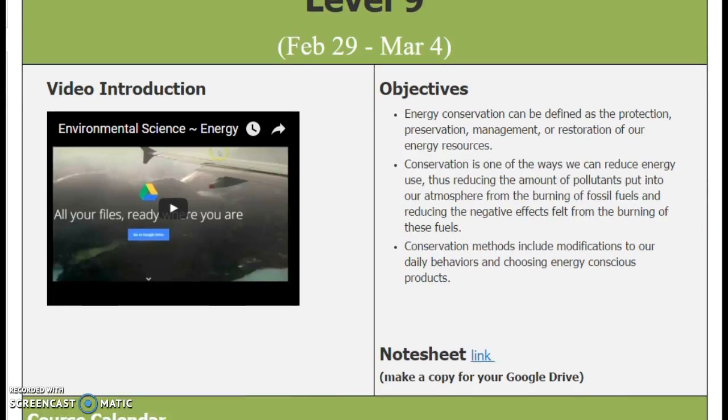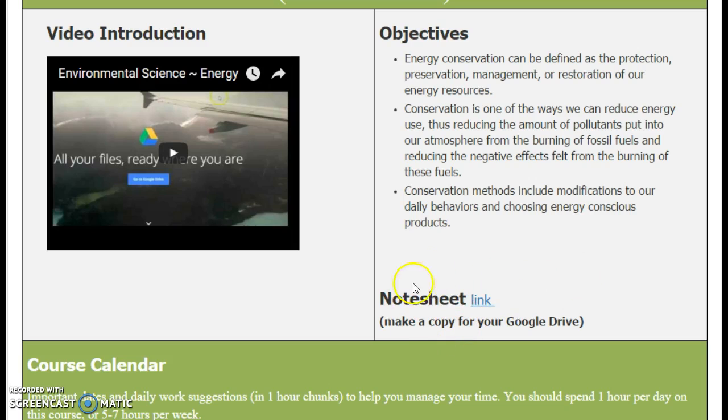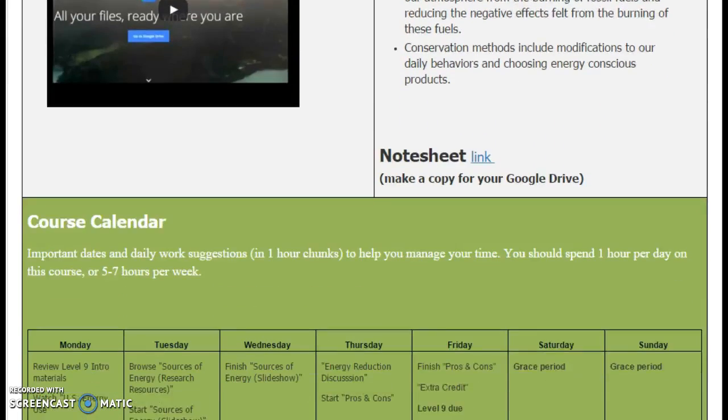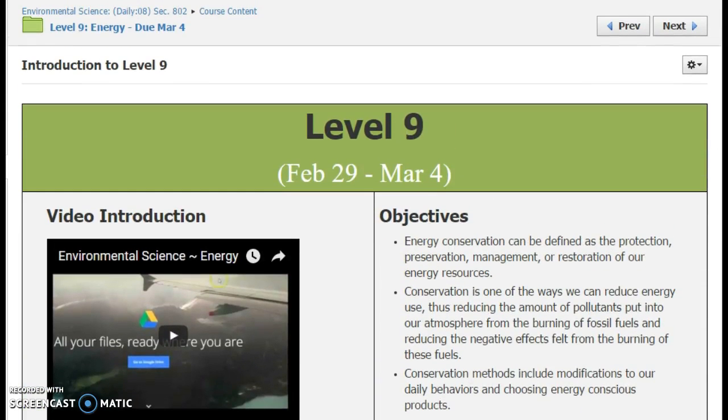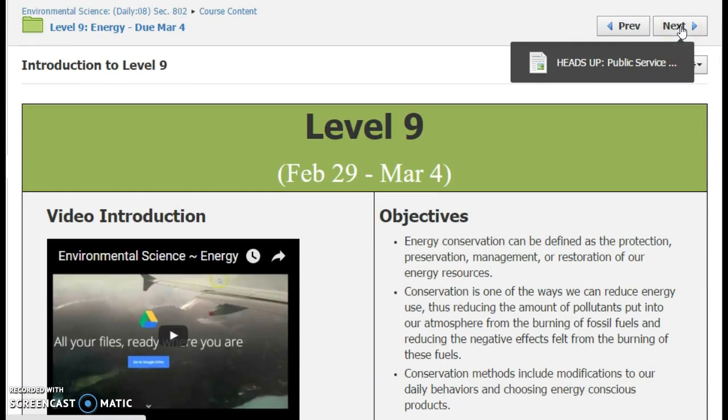As always, there's a note sheet included here and a breakdown by day of what the expectations are this week, keeping in mind that we want to try to spend 1 hour per day. So let's start working through what exactly you will be looking at this week.